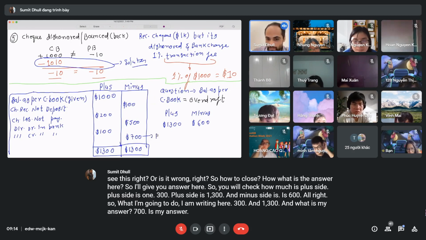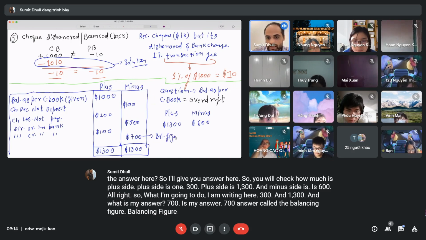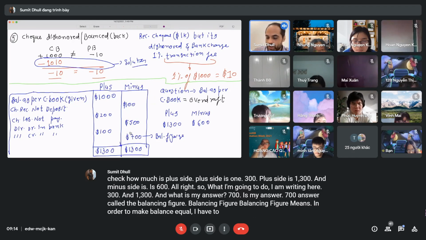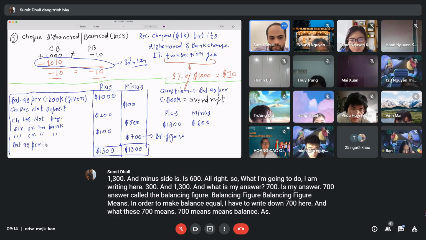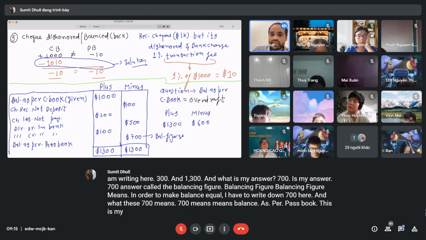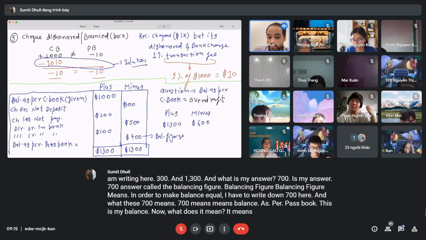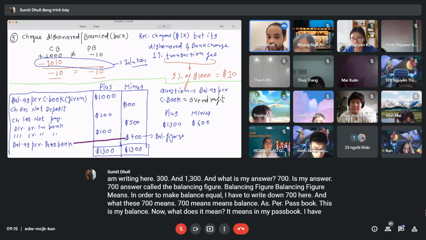700 is called the balancing figure. Balancing figure means in order to make the balance equal, I have to write down 700 here. And what does this 700 mean? 700 means balance as per passbook. This is my balance. Now, what does it mean? It means in my passbook, I have this much money available.